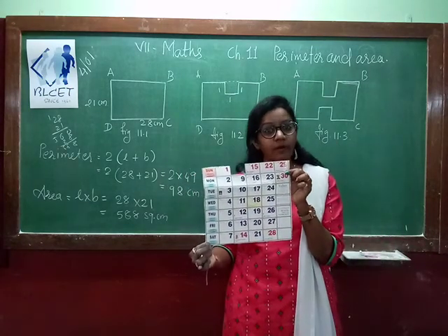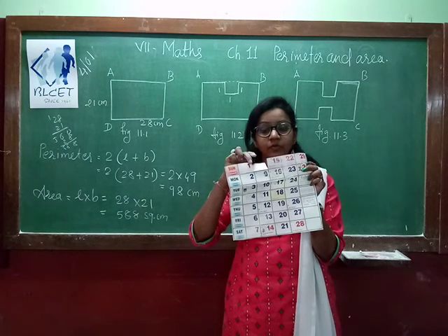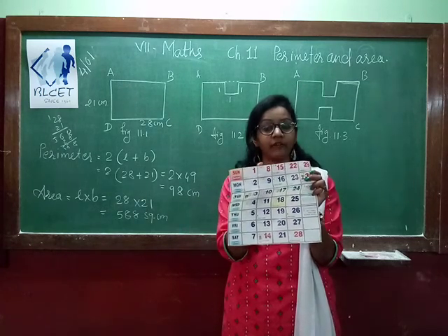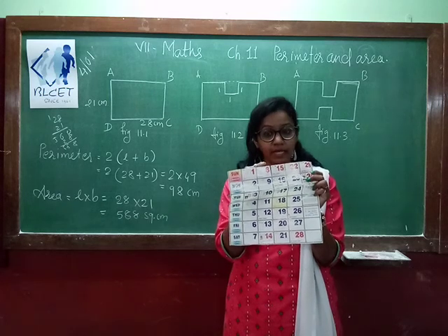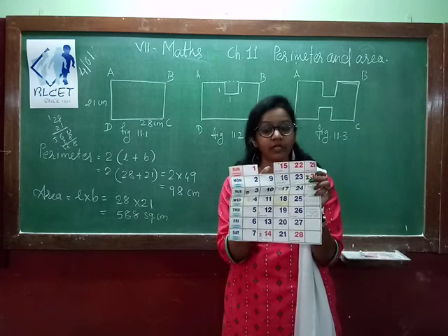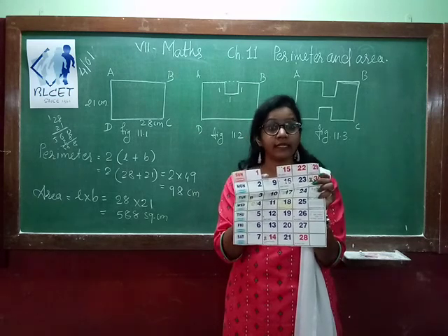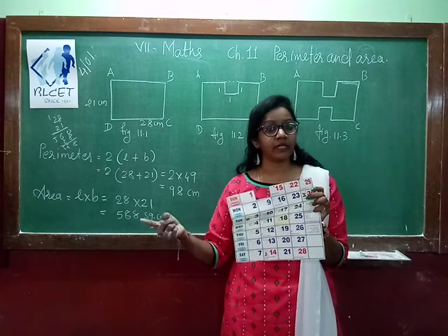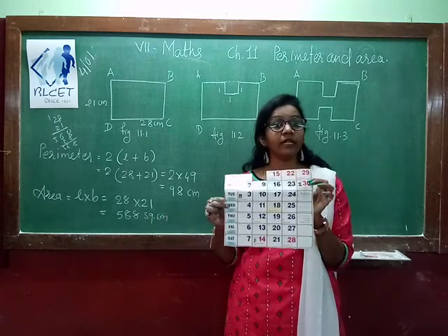But what about the perimeter? When this is joined, you have only the full perimeter, only one line segment. But when you remove this portion, you have extra 1, 2 and 3 sides. This will be included in your particular perimeter. So perimeter will increase, but area will decrease.